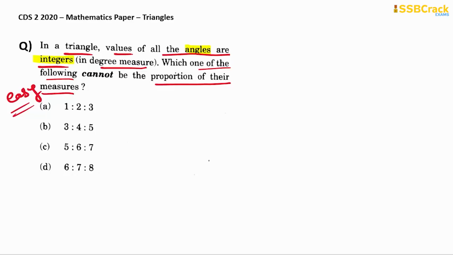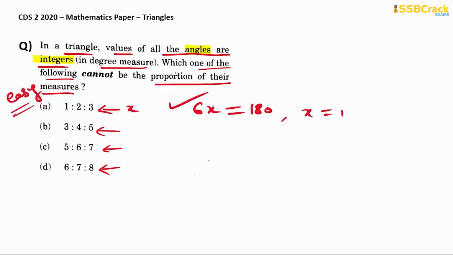So we take their multiple to be x. These are the ratios, right? And we just go with the option-to-question approach. So simply, for the first one we get 6x equal to 180 degrees. So this x we are going to get as an integer, so it is allowed, right? So, right tick. x is an integer, it's allowed because we are getting the angle as an integer.